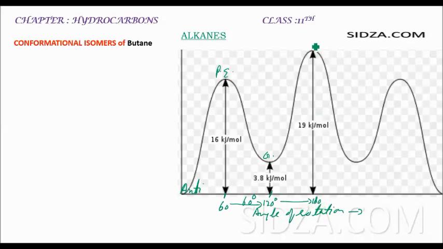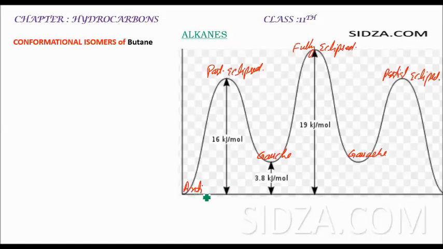So what do you get? This is the fully eclipsed, right? Again you rotate it by 60, you get the gauche. You again get the partially eclipsed. So these are the different conformational isomers of butane around the C2 and the C3 carbon, right? And I hope you got the concept.